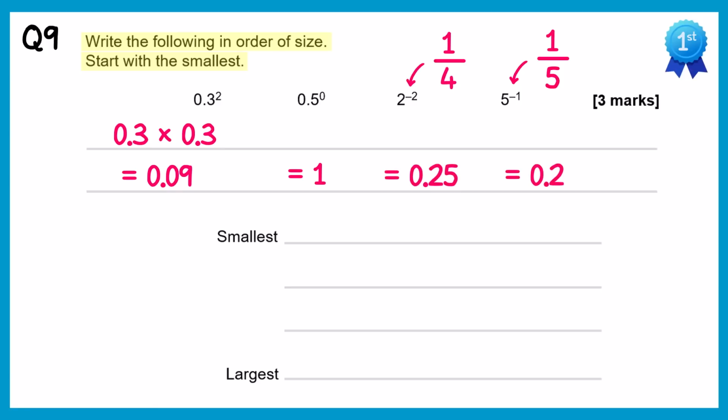We can now see the smallest one must have been 0.09, which was 0.3 squared. The next smallest is 0.2, which was 5 to the power negative 1. Then it's 0.25, which is 2 to the power negative 2, and finally 1, which was 0.5 to the power 0.